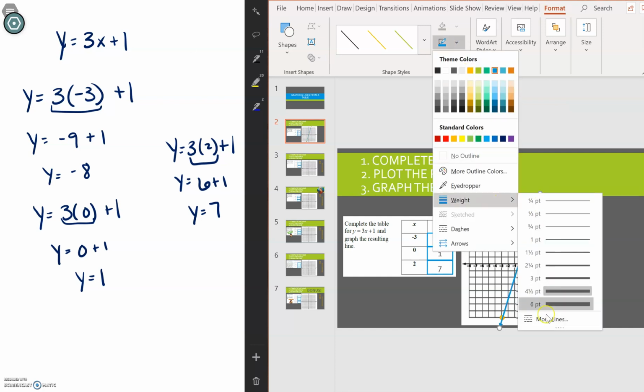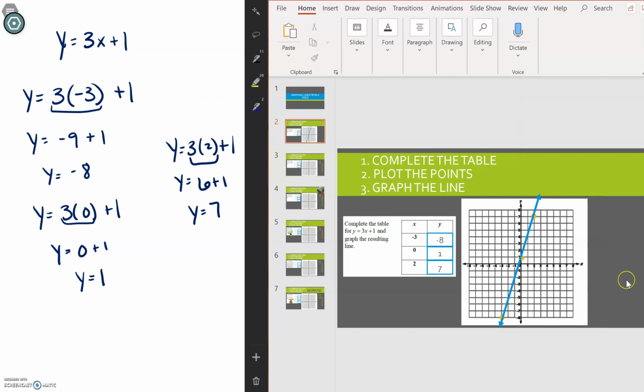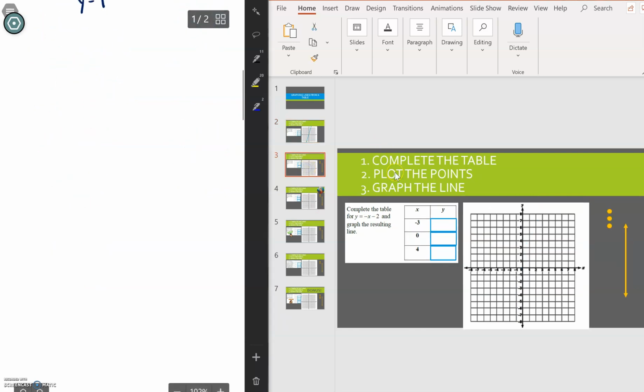Maybe if I make them, it'll pop out a little more. I don't know, that's kind of hard to see. It's alright, I can see it. Alright, let's go to the second one.